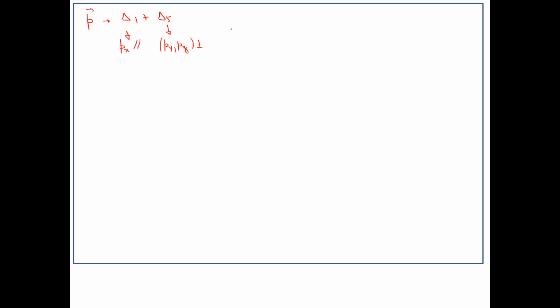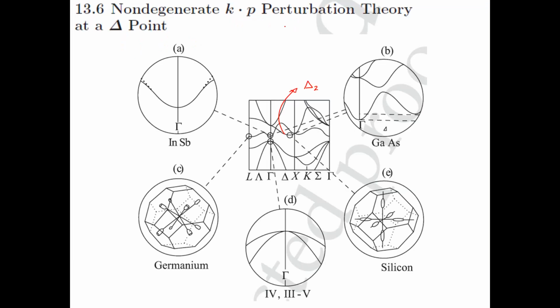So if you look in first order perturbation theory, let's look at the first order terms. One would have matrix elements like that. For instance, sorry, this is delta 2 prime, not delta 2. Sorry, the bottom of the conduction band is delta 2 prime.